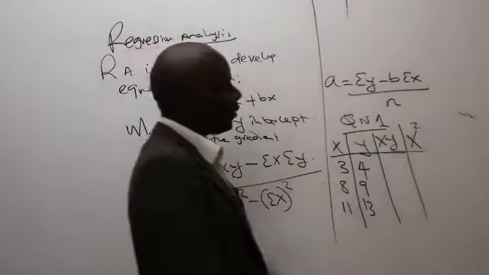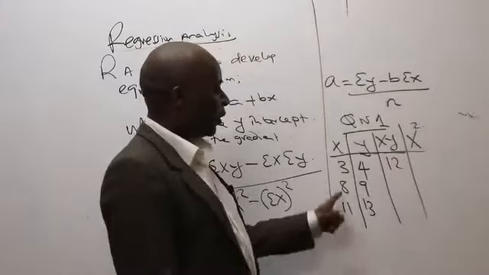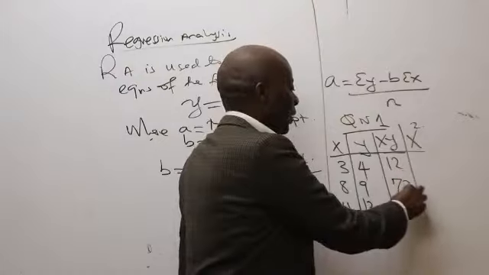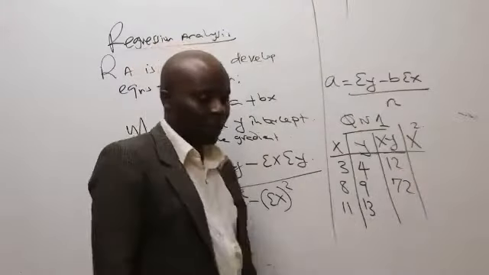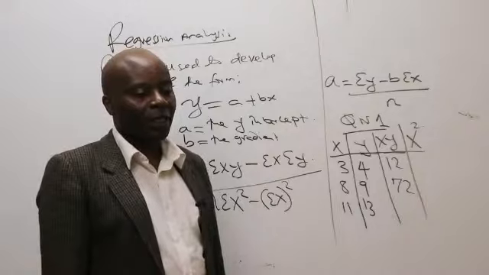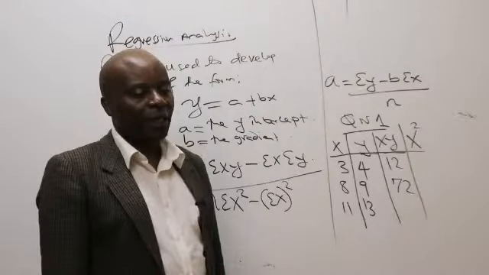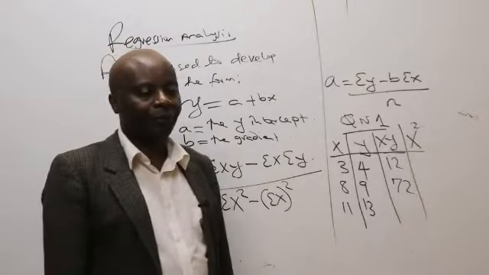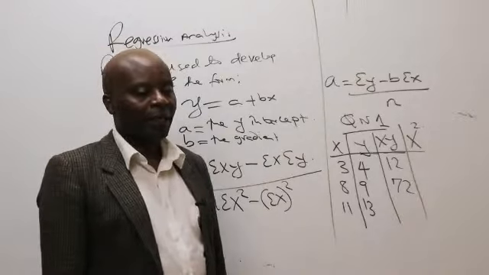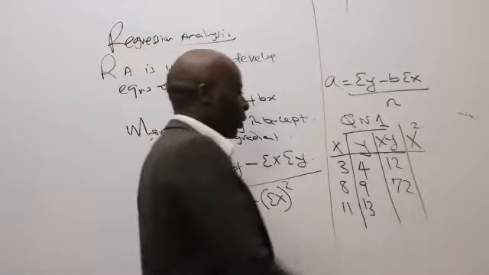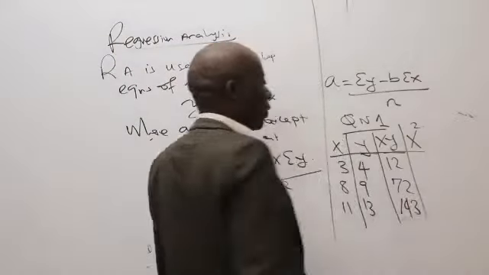So 3 times 4 gives me 12. How about 8 times 9? 8 times 9 gives me 72. How about 11 times 13? 11 times 13 will be giving me what figure, somebody? 143. Thank you very much.